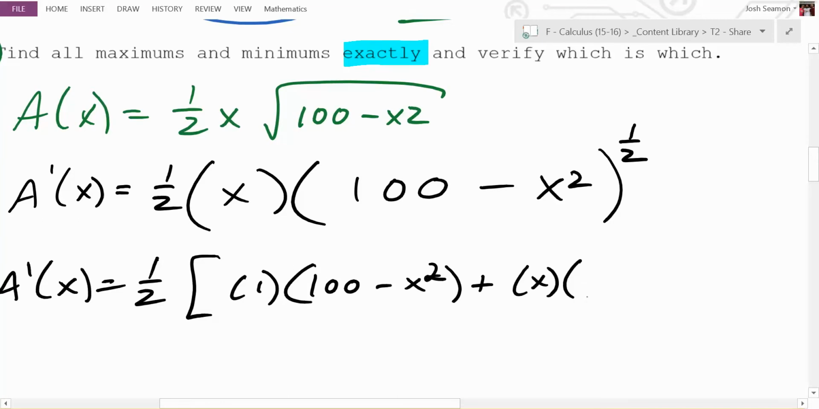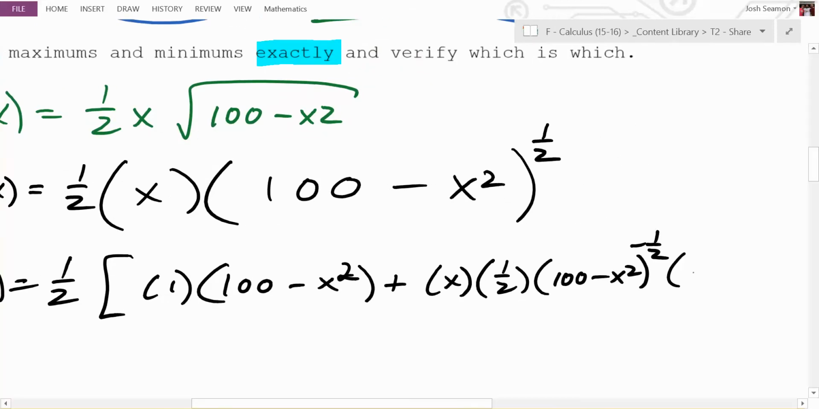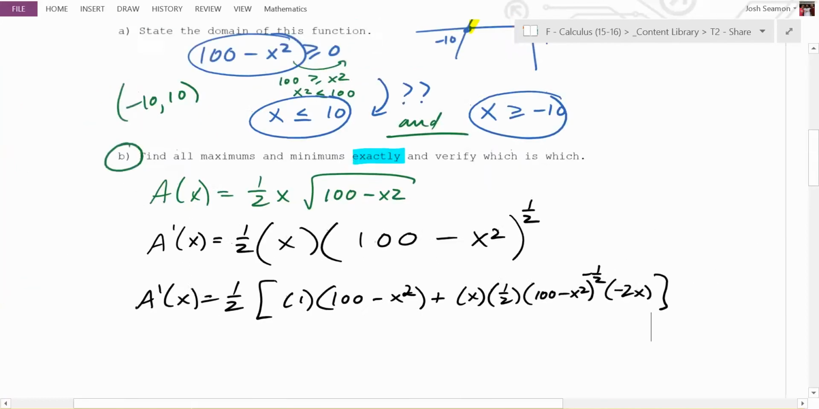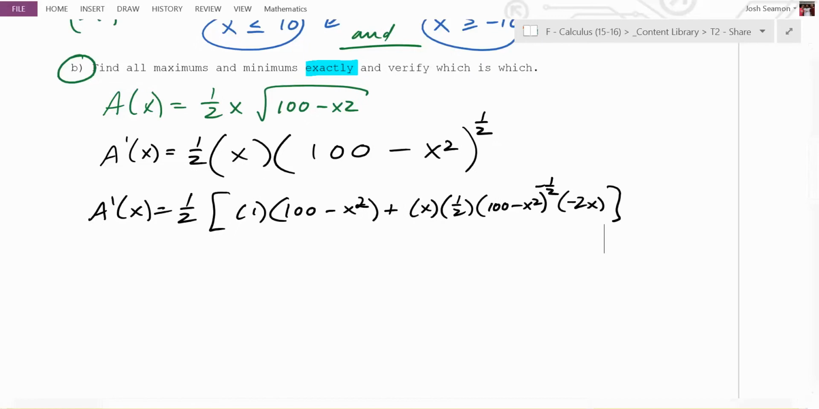Can someone tell me what the derivative of the second is going to be? 1/2 times 100 minus x squared to the what? Negative 1/2 times what? Times what? Negative 2x. Exactly. So we found the derivative. We have the derivative. We haven't simplified it.